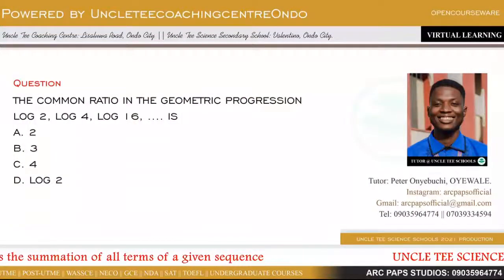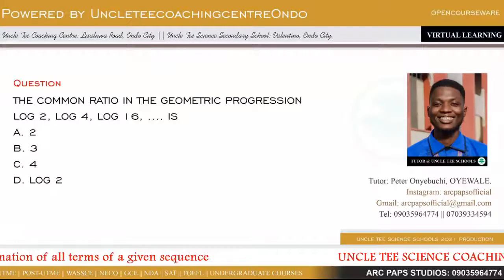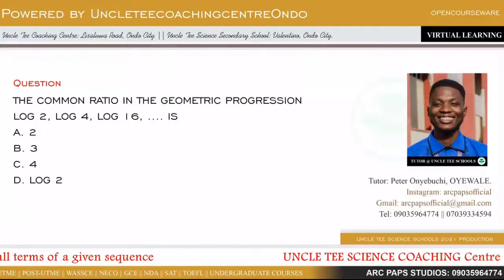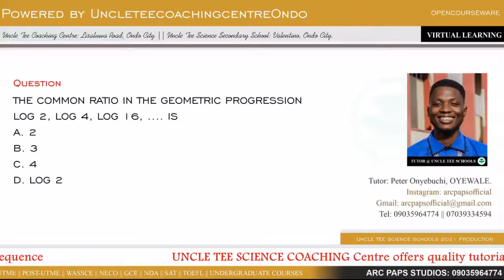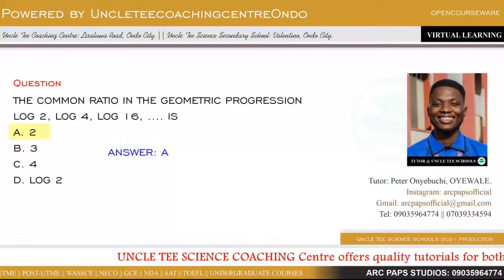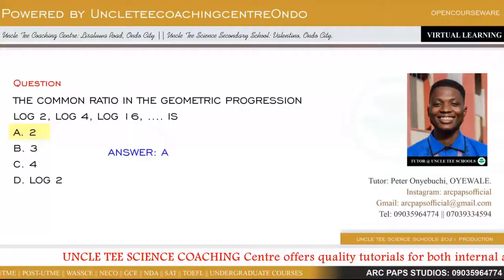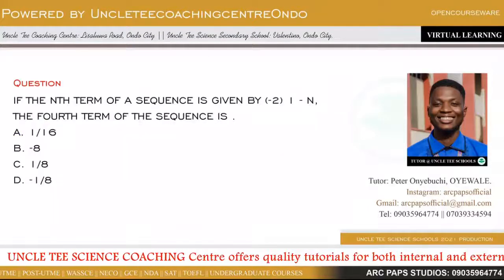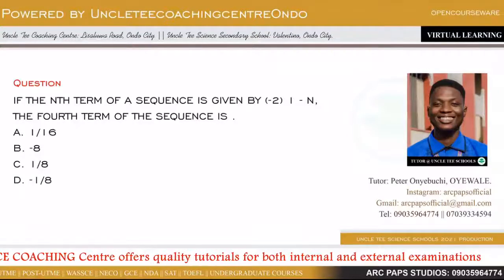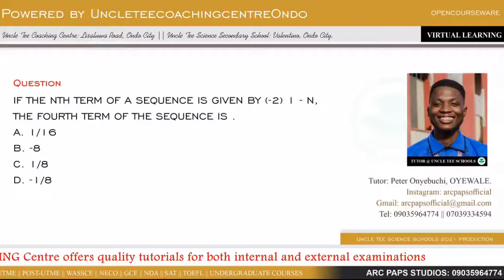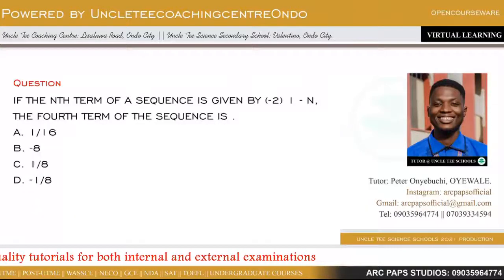Now the common ratio in the geometric progression log 2, log 4, log 16 is log 4 over log 2, which will give us 2. And that is option E. If the nth term of the sequence is given by -2 raised to the power 1 minus n, the fourth term of the sequence is, the correct answer is option D.